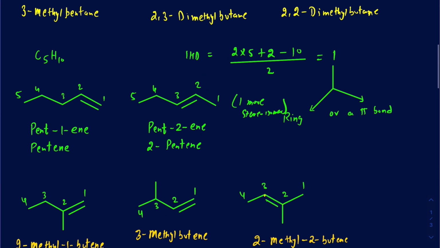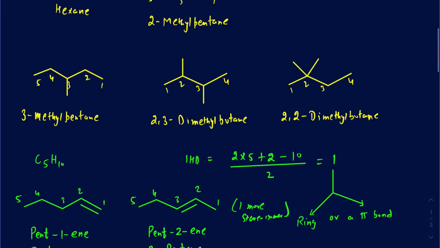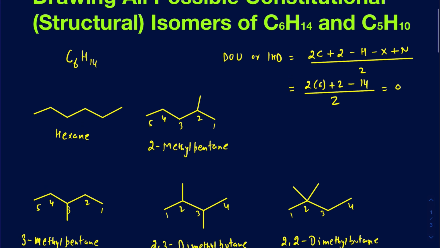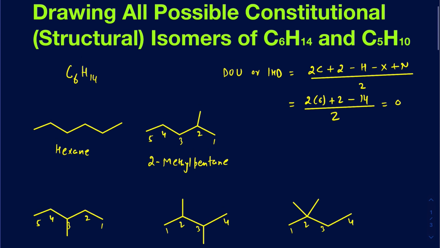So you can see how C5H10, having 1 degree of saturation, gave you a lot of other possibilities for constitutional isomers, because as soon as you have 1 degree of saturation, you can have a ring or a pi bond. That gives you multiple possibilities there, and you can have the constitutional isomers for the C6H14.